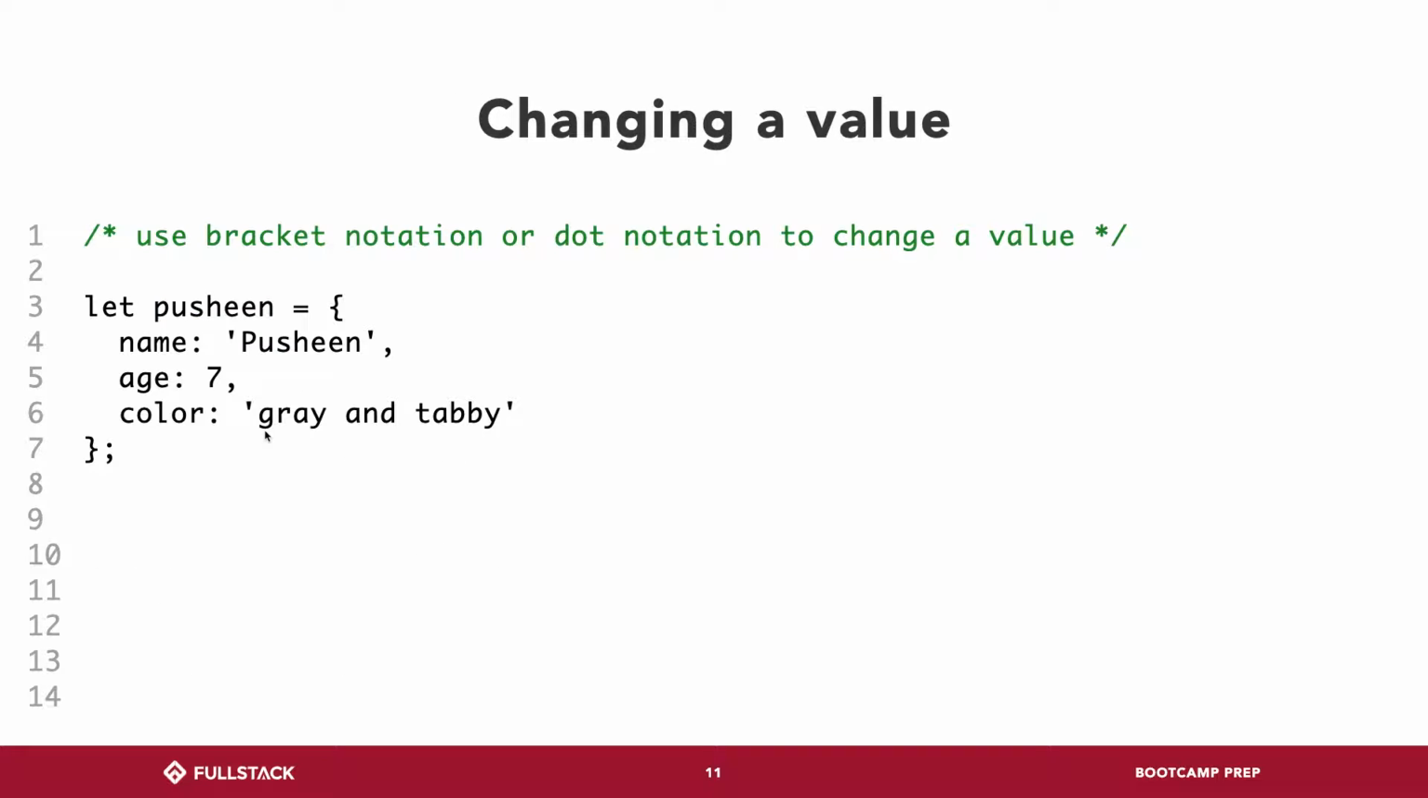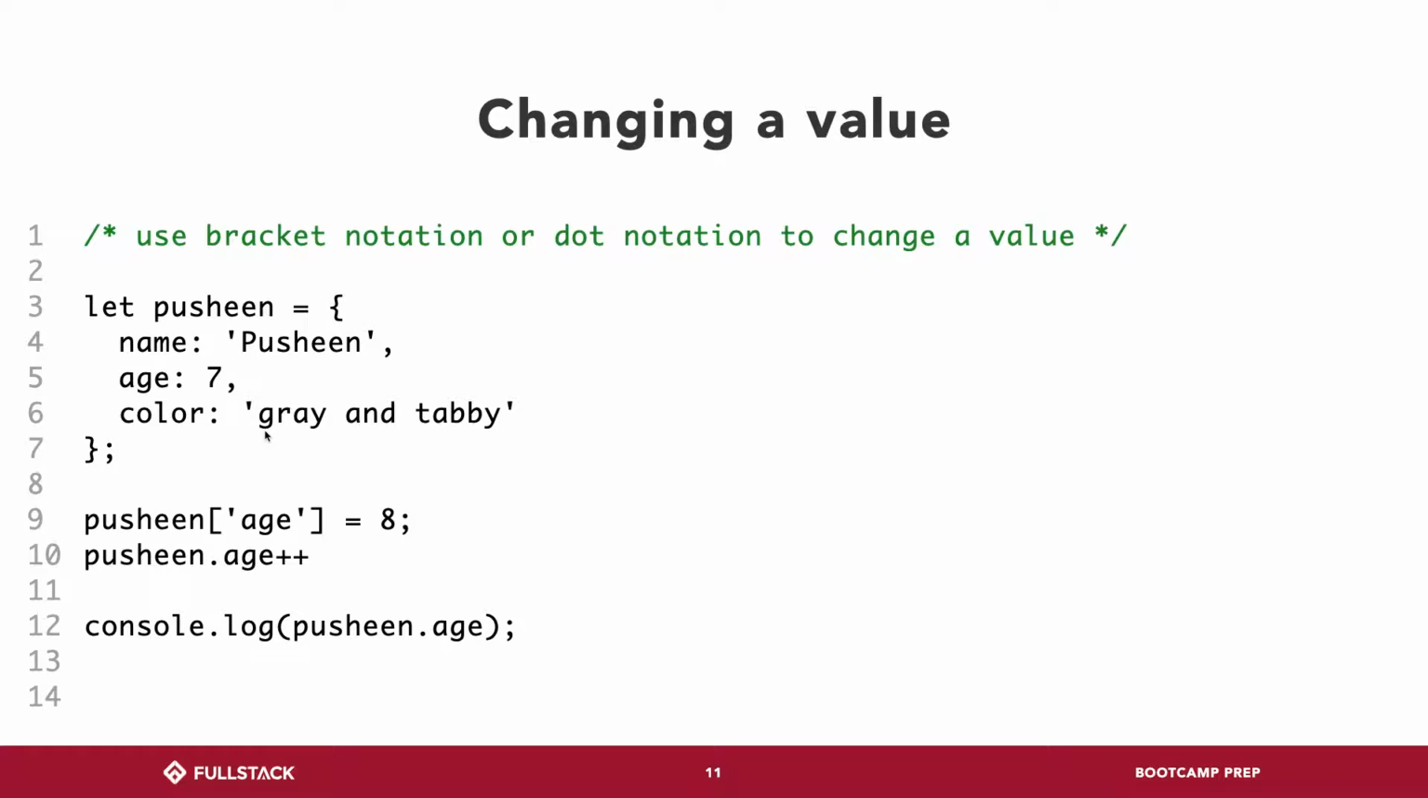So changing a value, you can use bracket or dot to do this, and it's the same thing. So we have the age of 7 here inside of this object Pasheen. And then we say Pasheen at age is now going to be 8. We are changing that to 8. Now we do Pasheen dot age plus plus. You can do that as well, because now it's 9. Right? Plus plus plus equals 1.